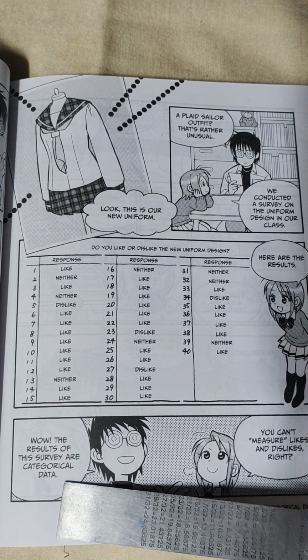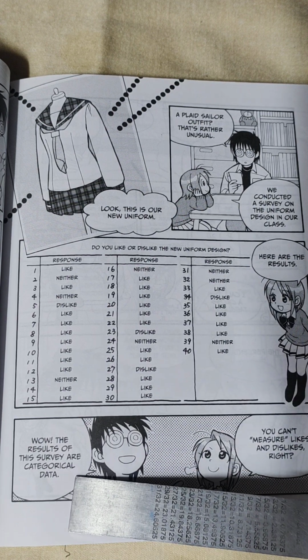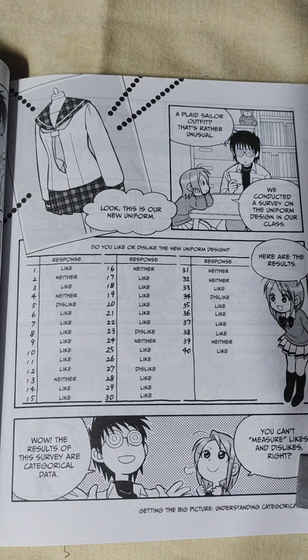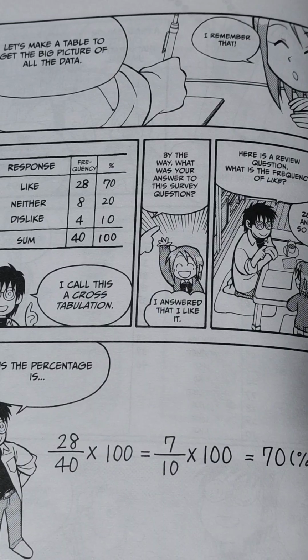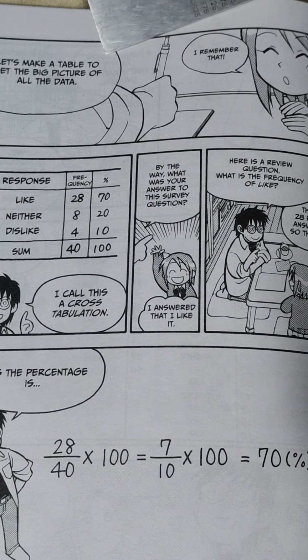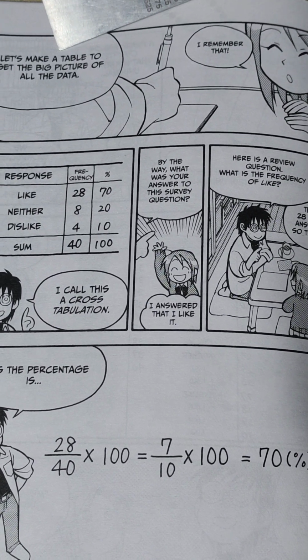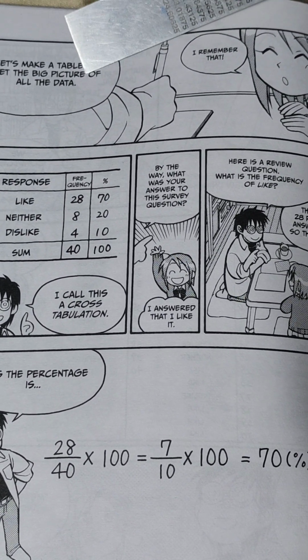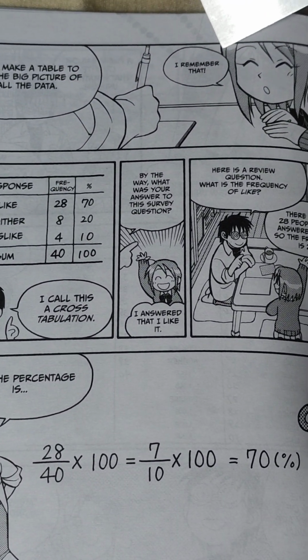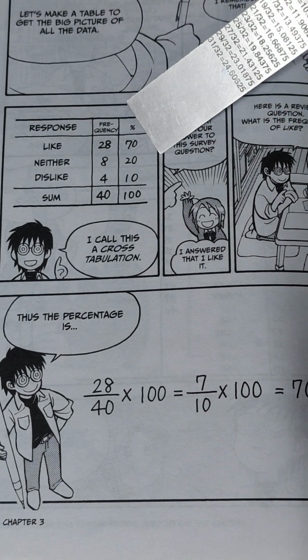So he says, wow, the results of this survey are categorical data. She says, you can't measure likes and dislikes, right? Mr. Yamamoto says, let's make a table of this, a table to get the big picture of all the data. So she says, oh, I remember that. And this is the table that they make.